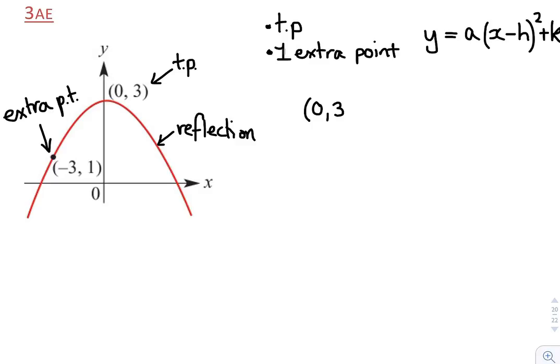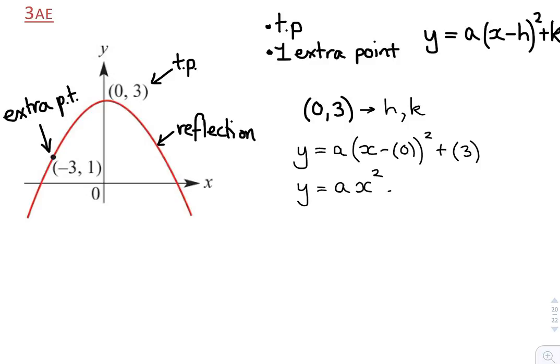So in this particular case, that's the turning point, or (0, 3), and that's going to help us find h and k. So in the turning point form of the equation, h is your x value, k is your y value, which means that using that turning point, we can calculate h and k very easily. So we're just going to substitute them in. We don't even have to solve anything, it's just a substitution. So y is going to be equal to ax squared plus the 3 value on the end.